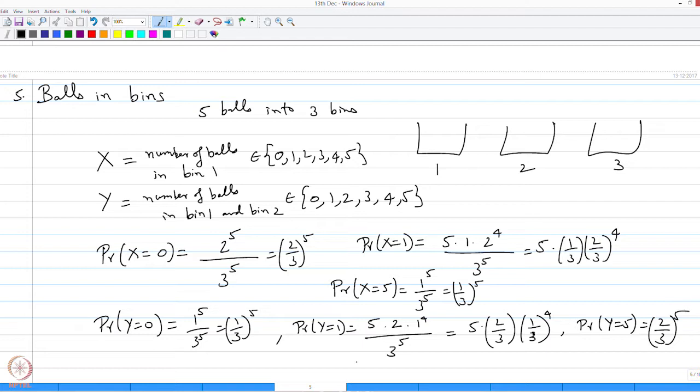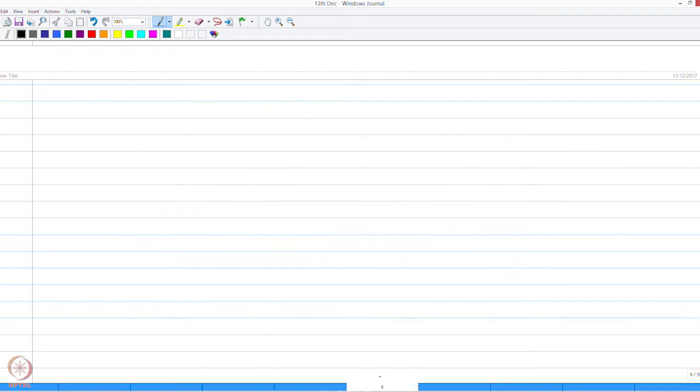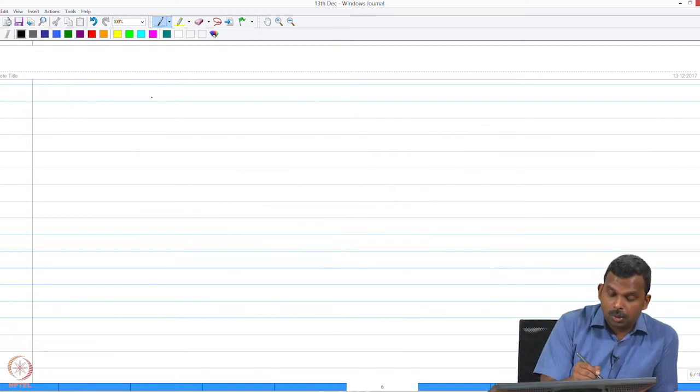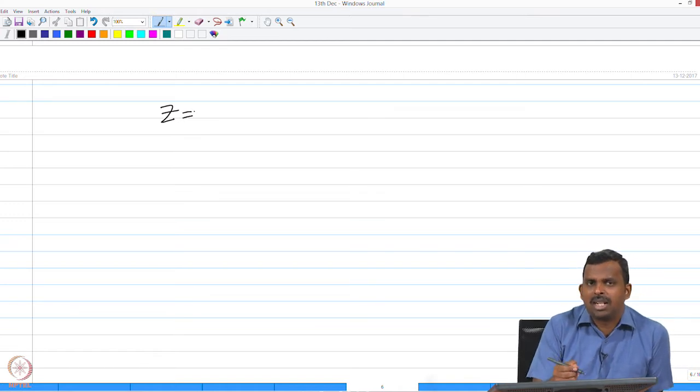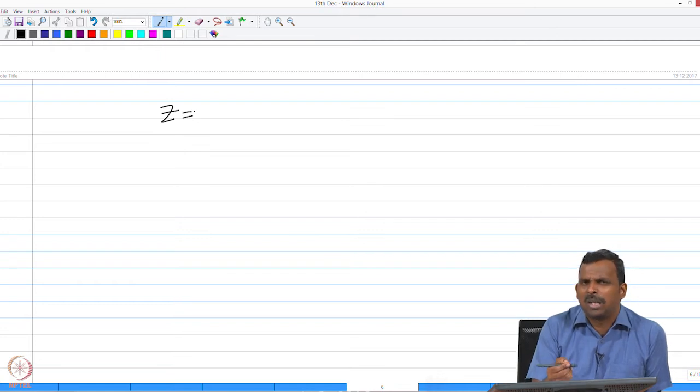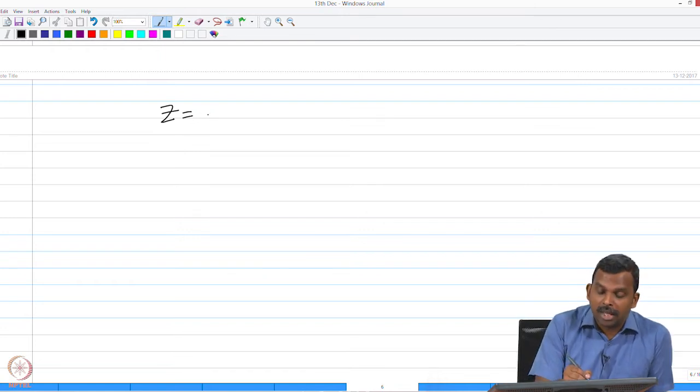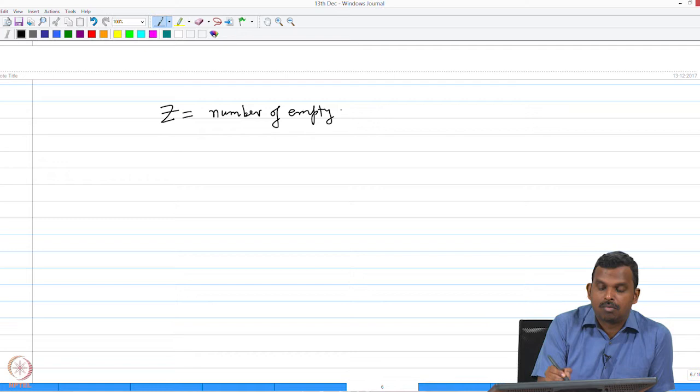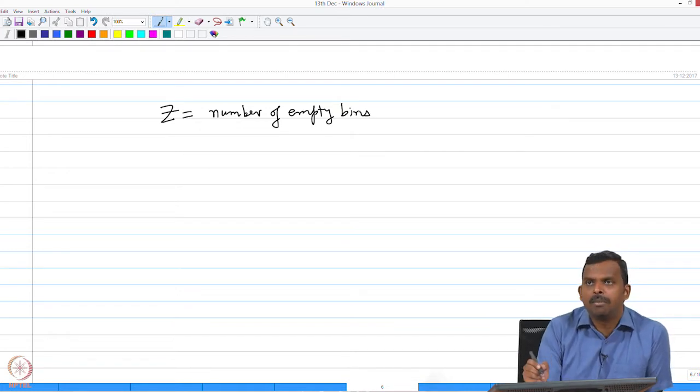So, it turns out in the balls and bins question, to continue a little bit here. Okay. So, if you define a random variable Z, there can be some random variables which are actually quite easy to describe in many experiments, but slightly painful to compute probabilities for. For instance, I could define Z to be the number of empty bins. Okay. How many bins can be empty? I am throwing 5 balls into 3 bins.